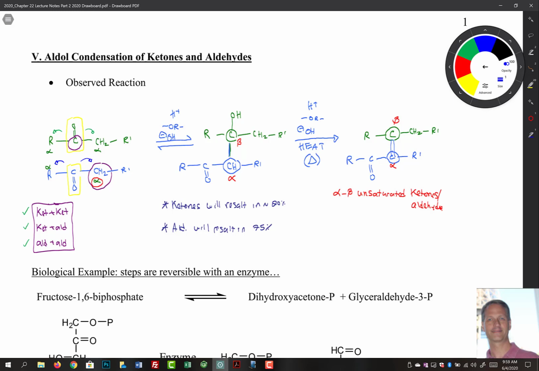So in this example, let's just consider that on these R positions here, there's no H's, just for the sake of making this example a little easier. This reaction can occur under acidic or under basic conditions. And what happens is we get a new bond that's formed here.